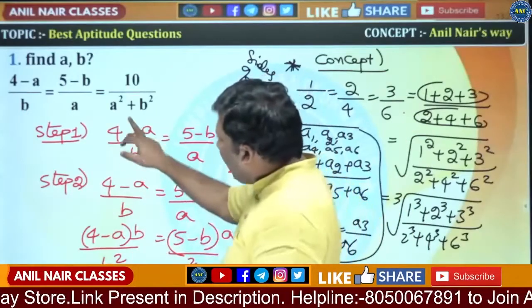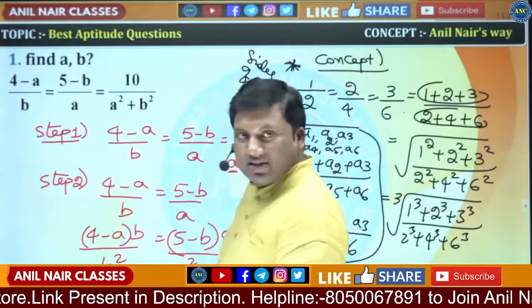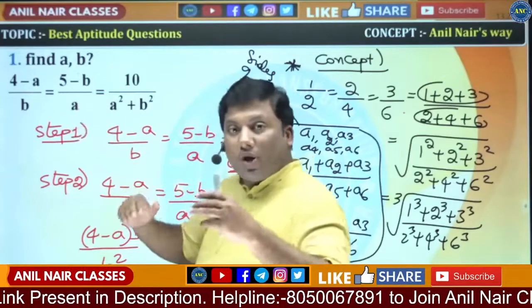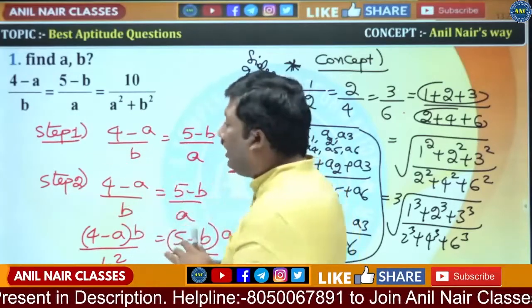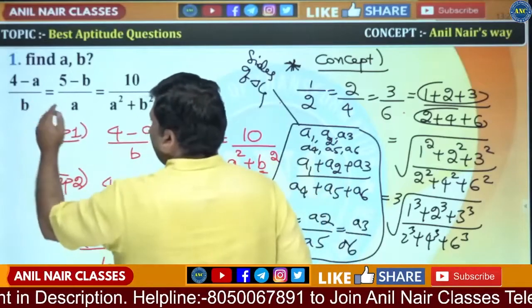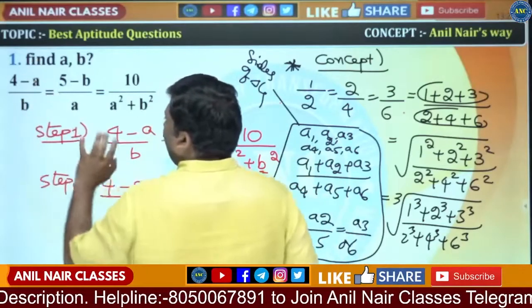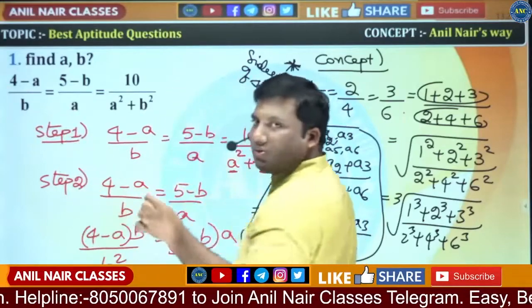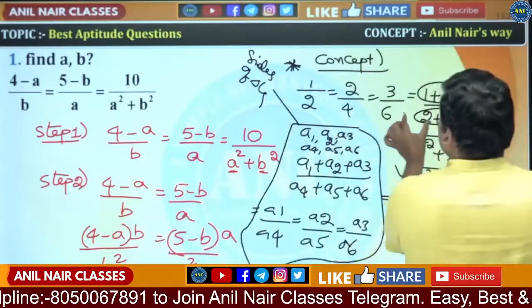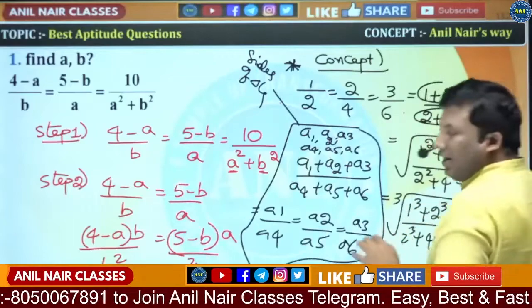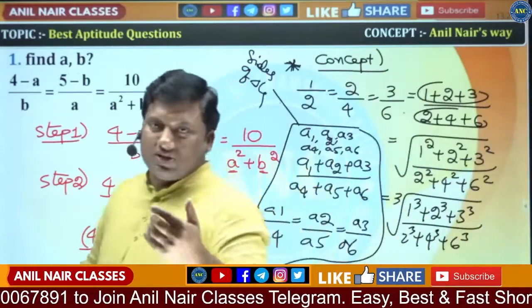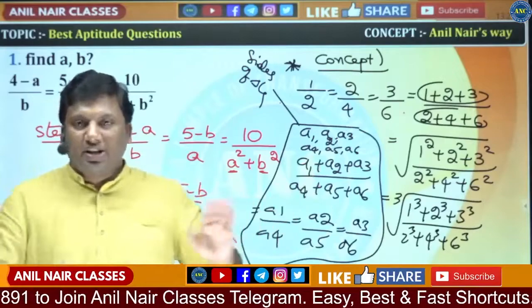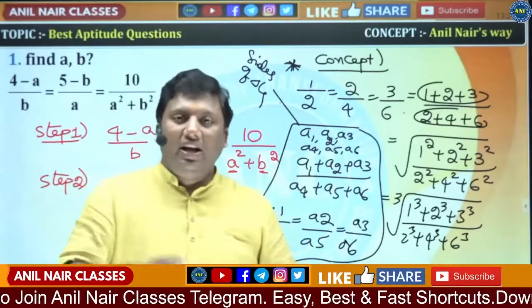First thing is, I observed the question: the denominator is a square, here it is a, so I multiplied numerator and denominator with a. Denominator is b, multiplied numerator and denominator with b. Here it is a square plus b square. That means I have to use the concept of the sum of the denominators, which I discussed. I hope it is very, very clear to you.